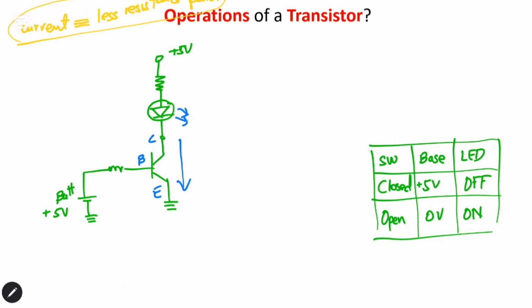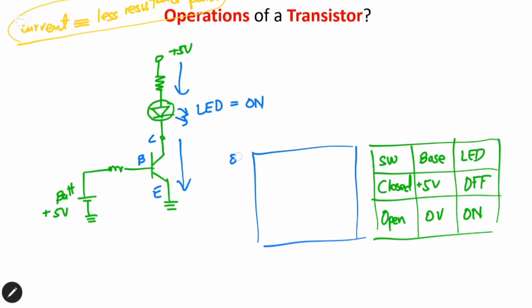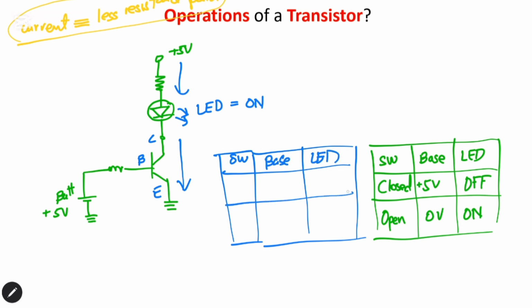So what will happen to this LED? Now the LED will be on because it is a closed loop circuit. So current is flowing from the 5 volts all the way to the ground, which lights up this LED. So we can draw the diagram, the switch and the base and the LED. So when we say the switch is closed, that means we apply 5 volts supply to the base, that means the LED will be on.